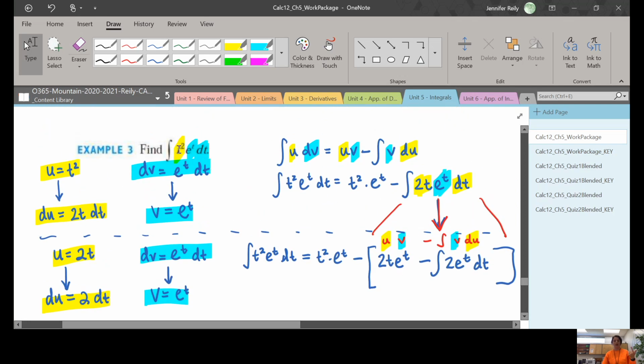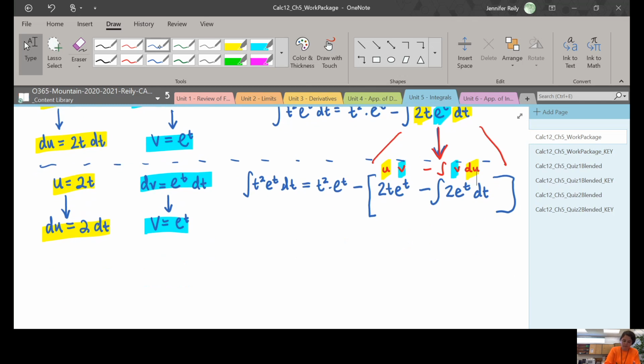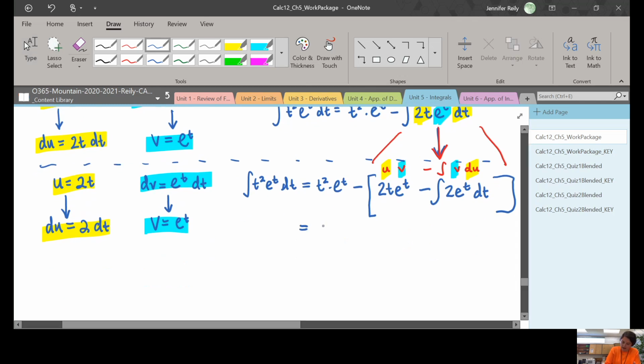If you see a t squared, you're going to have to do integration by parts twice to solve it. If you see a t to the power of 3, or x to the power of 3, you're going to need to do it 3 times to solve it. Okay, so finally, I'll have t squared e to the t minus 2t e to the t. This negative sign and this negative sign cancel out, so I'll have plus. And the antiderivative of 2 e to the t, the 2 just comes out, and e to the t is just e to the t, plus c.